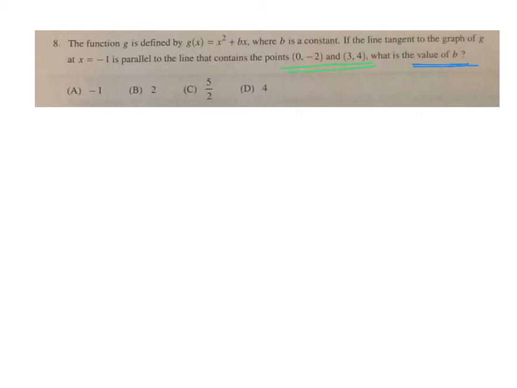So that means the slope of that tangent line is equal to the slope of the line between those 2 points. So I'm going to go ahead and find the slope between those 2 points. That's going to be y2 minus y1 over x2 minus x1, and we're going to get 6/3 or 2. So the slope of my tangent line is 2.